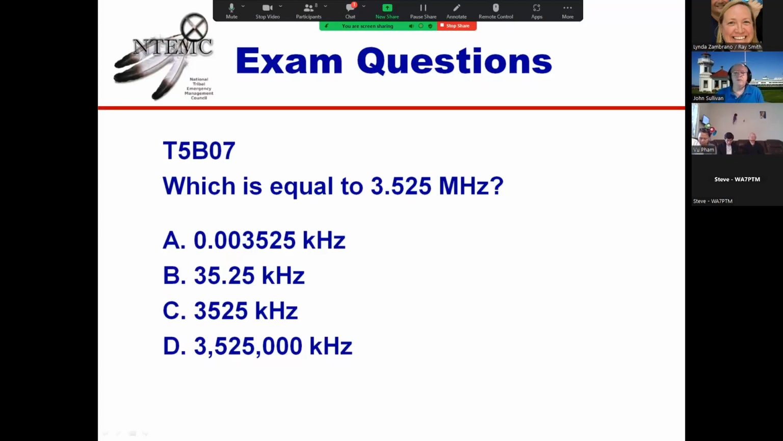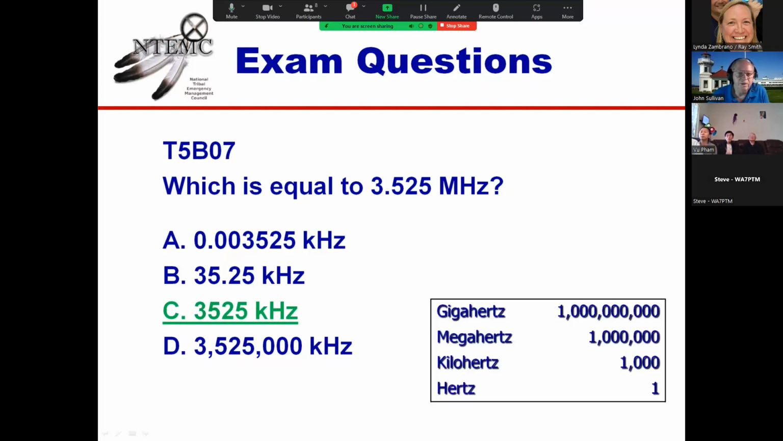Which is equal to 3.525 megahertz? So essentially here, how do you convert megahertz to kilohertz? Basically you move the decimal point to the right 3 places. So you end up with 3525 kilohertz as the equivalent of 3.525 megahertz. Answer C.